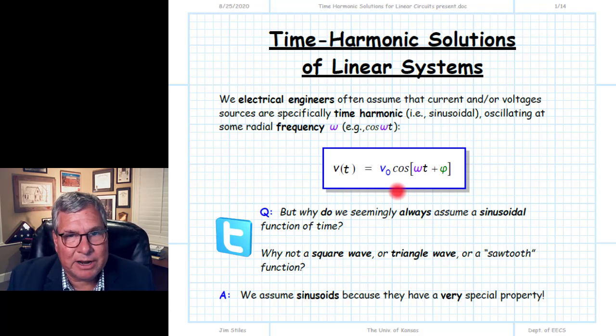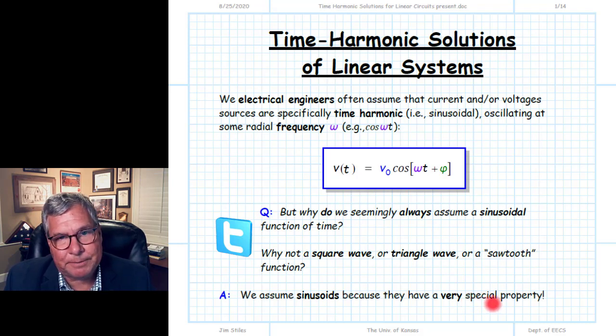We see them in Fourier analysis, certainly in power. If we look at the 60 hertz signal coming out of our wall, that is a sinusoid as well. Why do we keep bumping into these sinusoids, and why do we keep using them in electrical engineering? Well, it's because of this very special property.